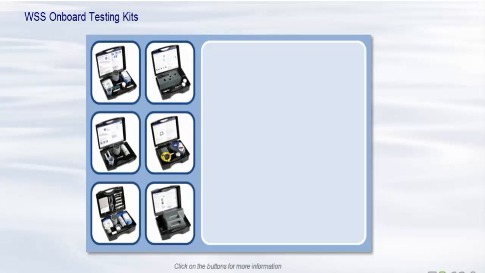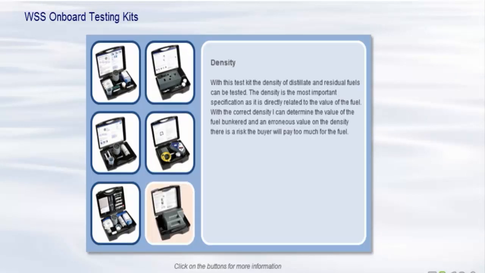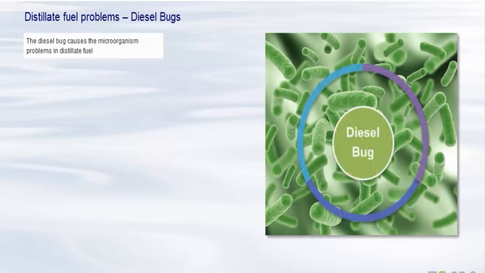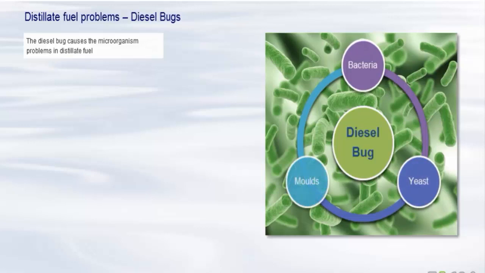At Wilhelmsen, we have a wide range of on-board testing kits that are an excellent complement to the compulsory MARPOL tests. The diesel bug, which causes the microorganism problems in distillate fuel, is actually a range of microorganisms living in the fuel system and feeding on the oil. These diesel bugs include bacteria, yeast, and molds.